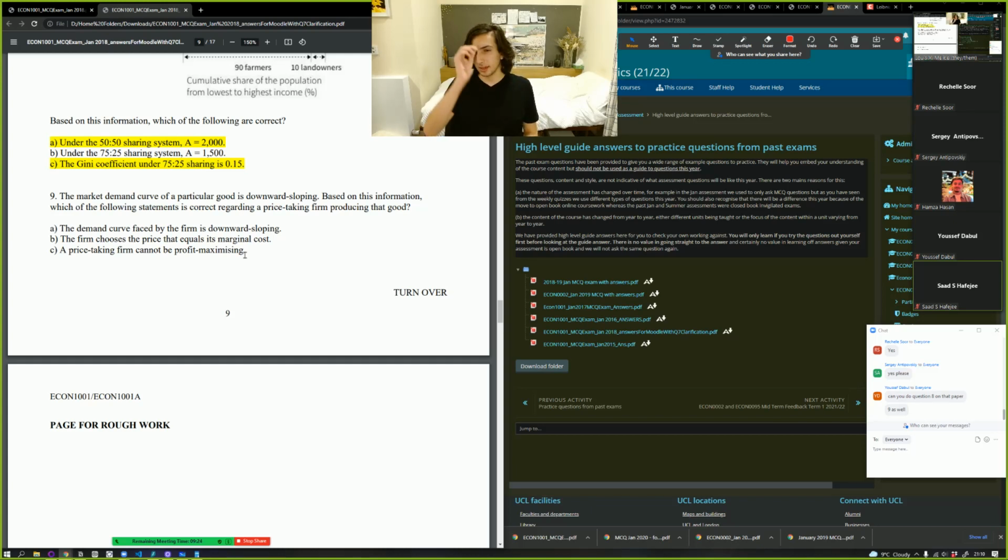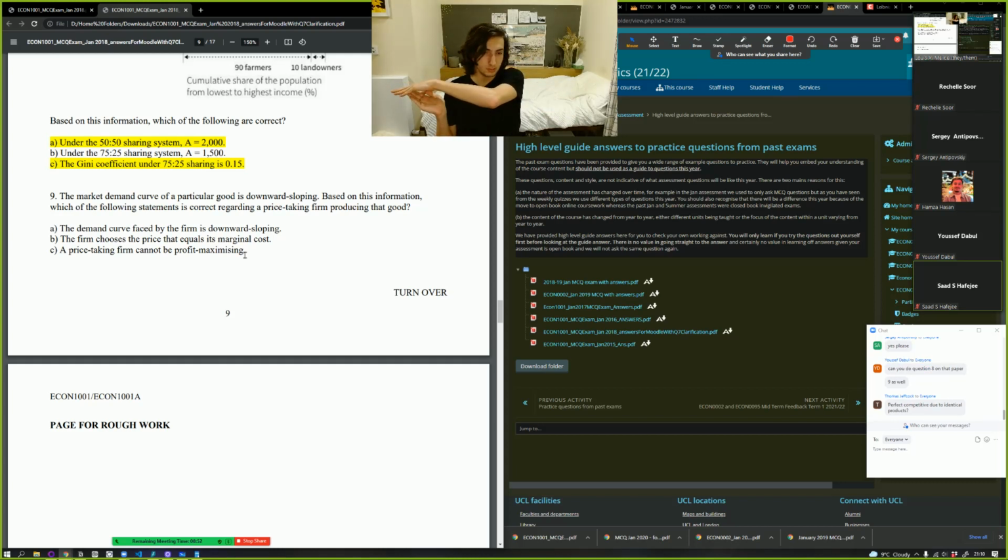The curve faced by the firm is downward sloping. It is not. Why? It's because it's flat, because they can only produce at that level. For the market overall, the demand curve is downward sloping. But for an individual firm, you would think of the demand curve as essentially flat, because at any quantity produced, they still have to charge that same price.